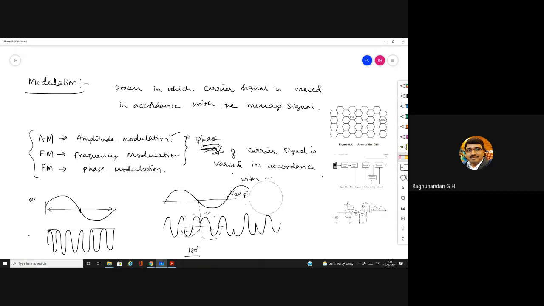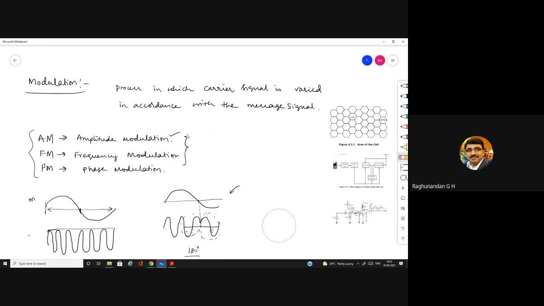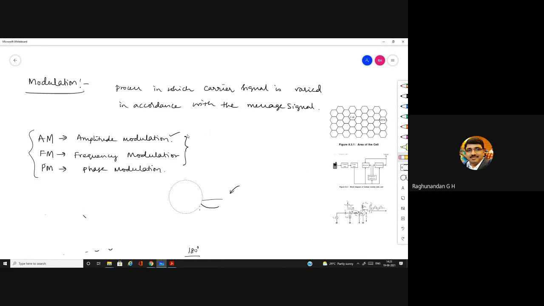So for your syllabus, you have only its definition. We will not go into detail, that is, no derivations and all. Even though we have these three types of modulation, they have their own limitations. That's why a few of them are used widely and some of them are not used.